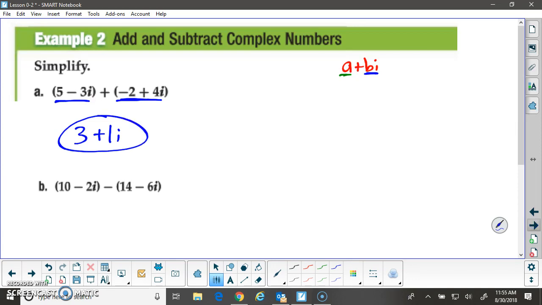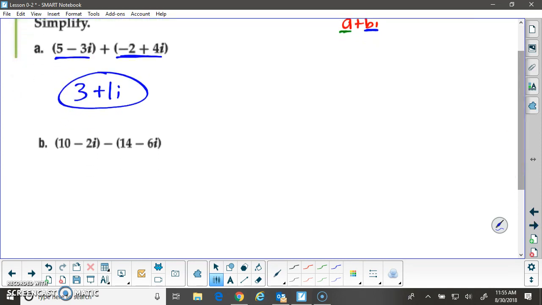Part B is done the same way, except now we're subtracting. If we're going to subtract those, we say 10 minus 14 gives us a negative 4. And if we do negative 2i minus a negative 6i, that becomes a double negative right there, and so that becomes negative 2i plus 6i, which gives us a positive 4i. Now I did that mentally.